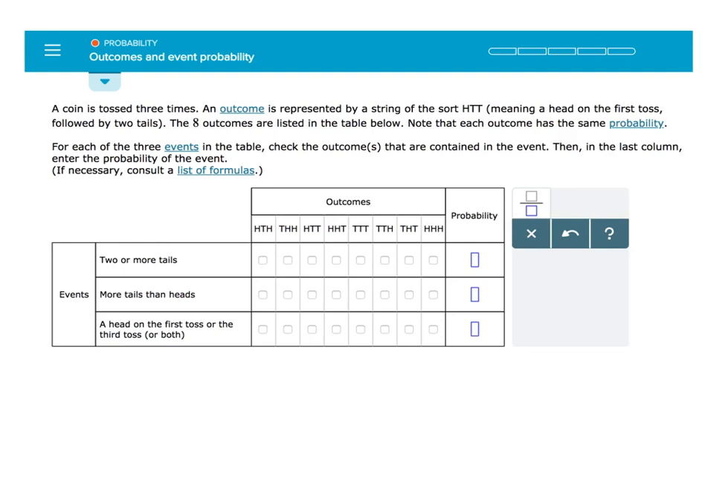In this video, we will learn how to identify outcomes and event probability. In this case, we have the following statement. A coin is tossed 3 times.